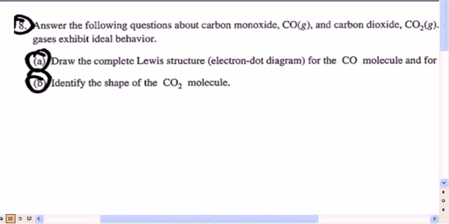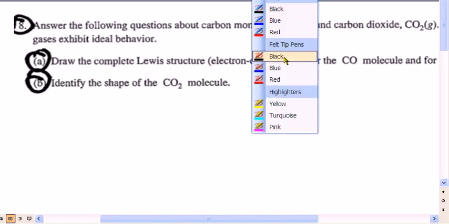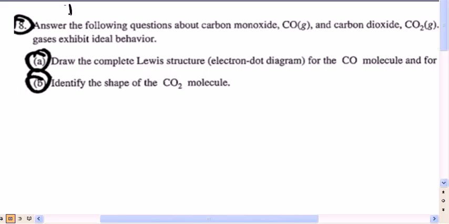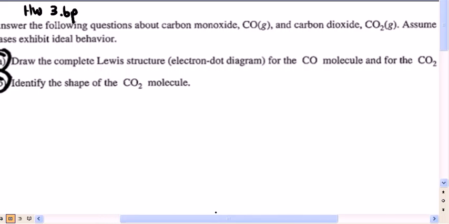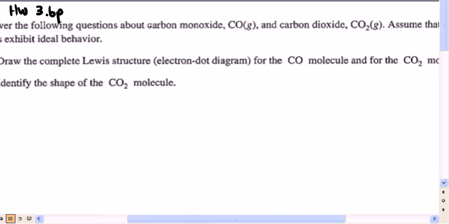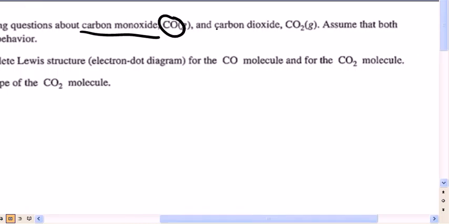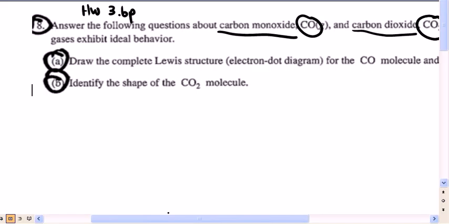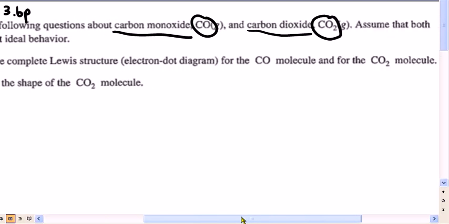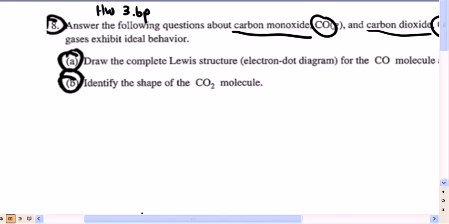Okay, guys, recording the podcast for homework. See here, I believe this is homework 3.6P. These questions have to do with two structures that have the same elements: carbon monoxide, CO, and carbon dioxide, CO2. And it says assume that both structures exhibit ideal gas behavior.